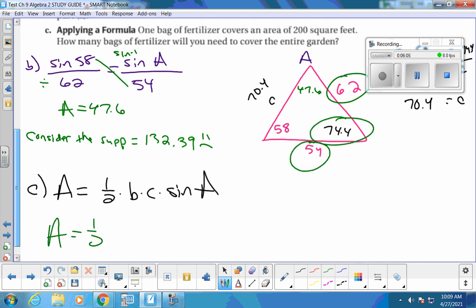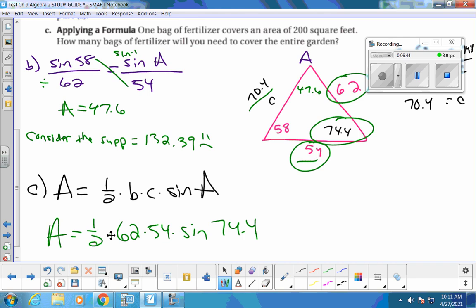You could have done this if you know 2 sides and the included angle. You're going to do the 62 and the 54 and do the sine of 74.4. But like I said, that was not your only option. You could have used the 54 and the 70.4, and the included angle would have been the 58. So you really can do whatever. You should get the same answer either way. 1/2 times 62 times 54 times sine 74.4. Did you get your area to be 1612.33?